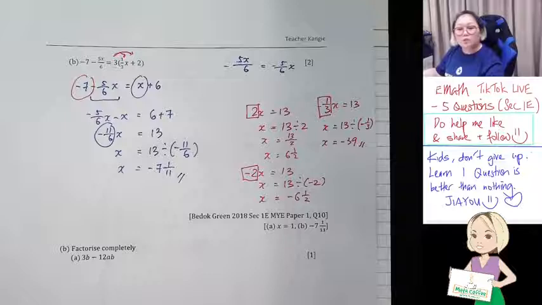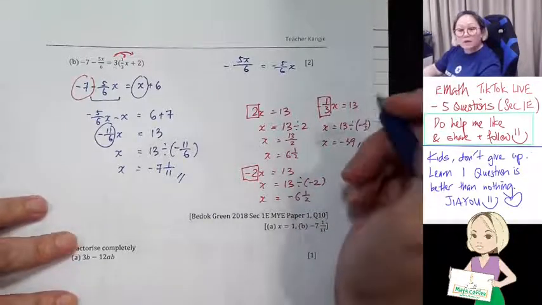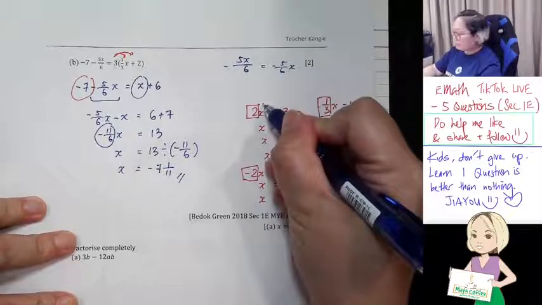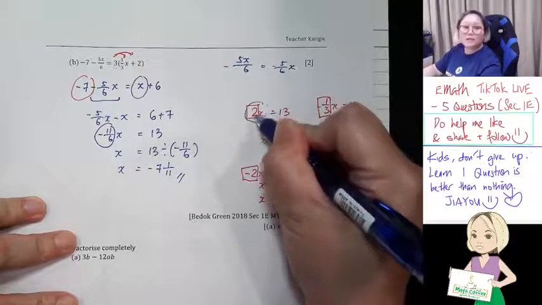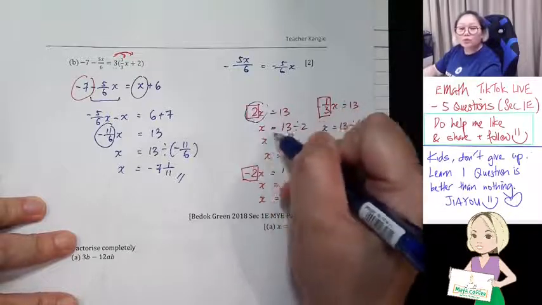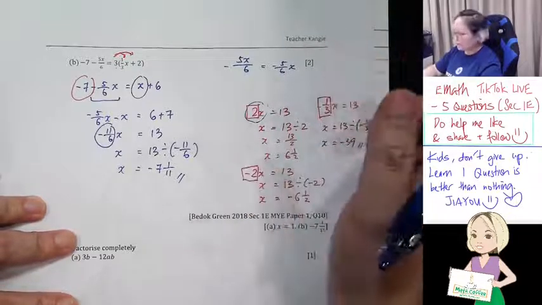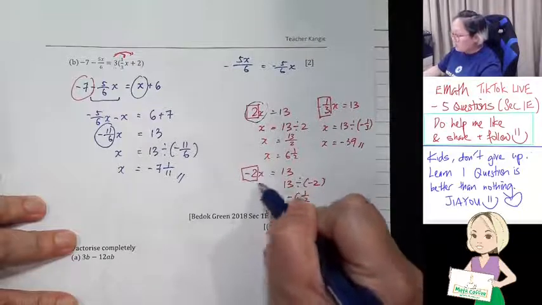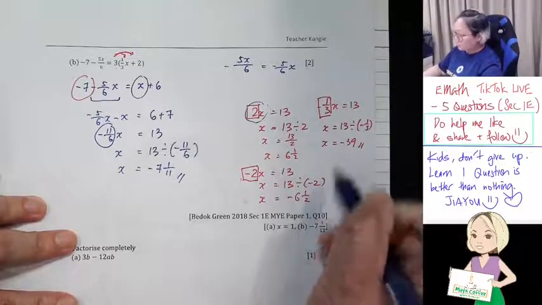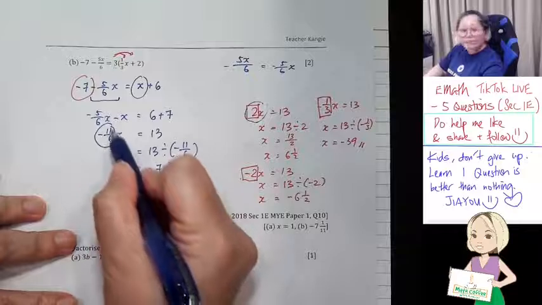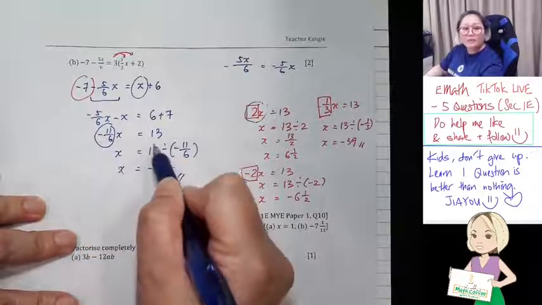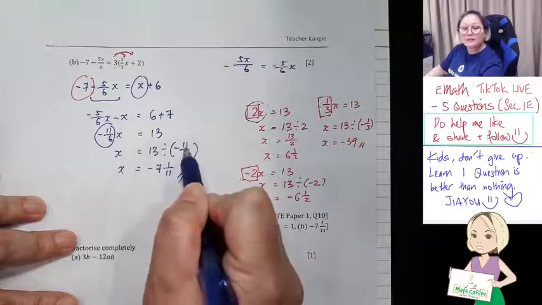Why does it not change to positive after it changes position? No, you see, because this is 2 times x. See, I talk about this one first. This is 2 times x. When it's multiplied by 2, you bring to the other side, it becomes divide by 2. Agree? This is negative 2 times x. So when you bring to the other side, it's divide by negative 2. So over here, this is minus 11 over 6 times x. So if it's multiplied by 11 over 6, when I bring to the other side, it becomes divide by minus 11 over 6.